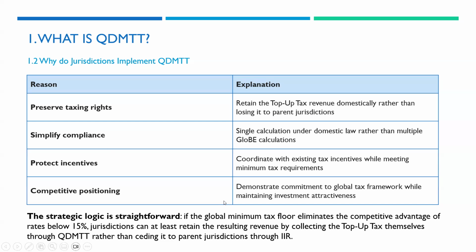So what happens is I can demonstrate that I am a country, not a low tax jurisdiction, and I apply the global OECD policy. That makes me very strong. There is no need for me to be blacklisted as a tax haven. At the same time, you can maintain investment attractiveness also.